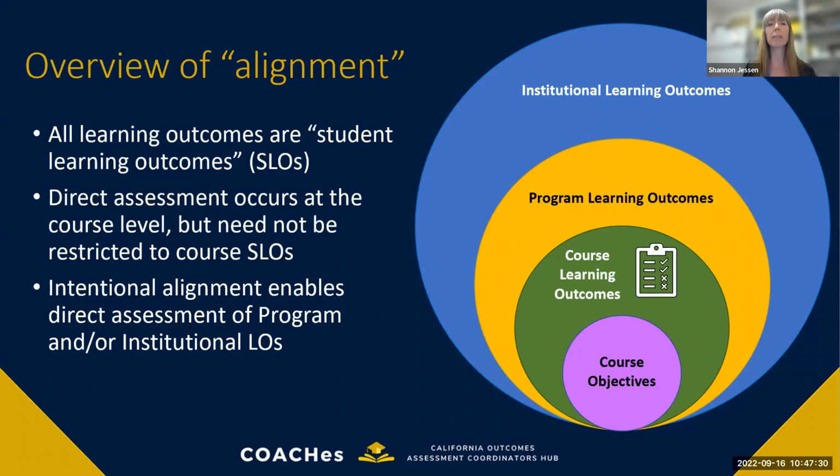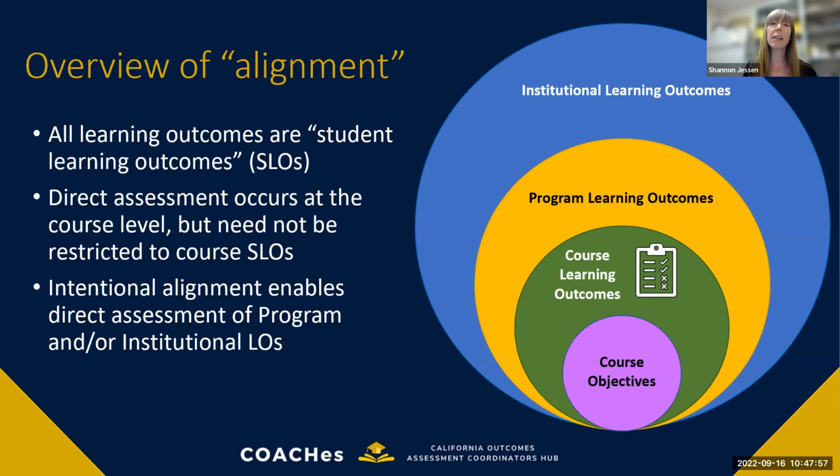But what I want to say for now is that when we assess at the course level, we can actually assess program and institutional learning outcomes if alignment is intentional, and if our curriculum activities are authentic in a way that they support or provide evidence for those higher order learning expectations that come with program and institutional learning outcomes.